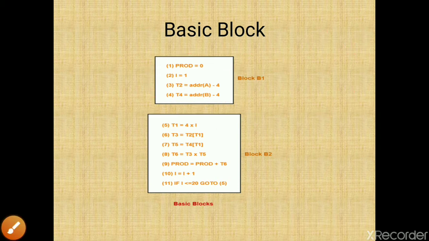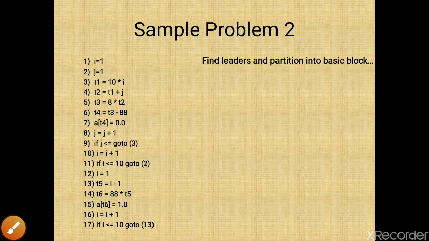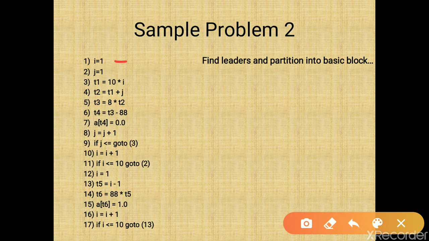Now you can see another example for finding the basic block and leaders. So which one is the first leader here? I is equal to 1 is the first leader, right? Why is it a leader? The first statement is always a leader. What is the next leader statement? Is there any leader statement?